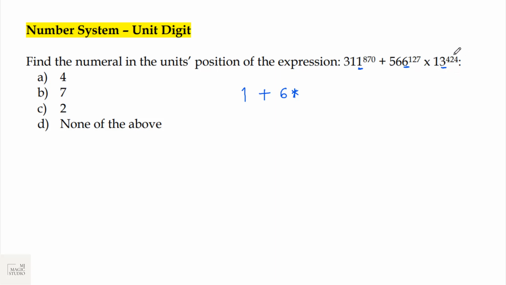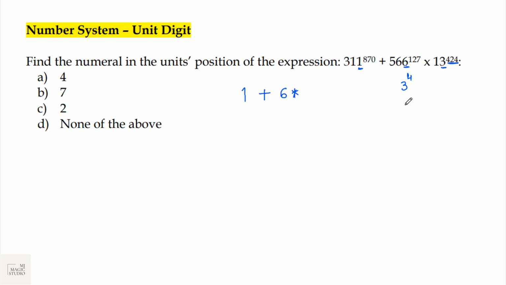Now, the rule for 3 is they follow the cyclicity of 4 powers. That means we need to divide the power by 4 and check what is the remainder. When 424 is divided by 4, remainder is 0. That means it will hold the last digit of 3 to the power 4 only. This is the process of cyclicity which is applicable for 2, 3, 7 and 8. They follow the cyclicity of 4.